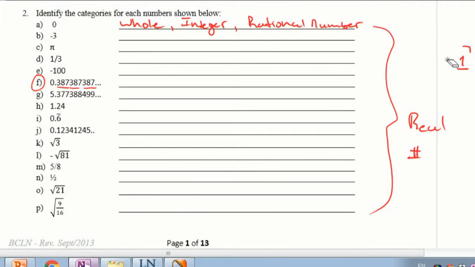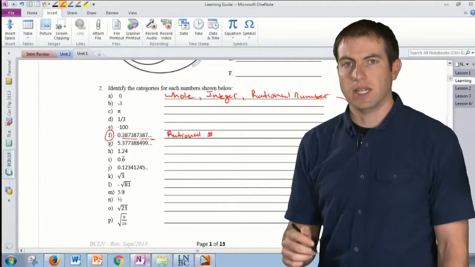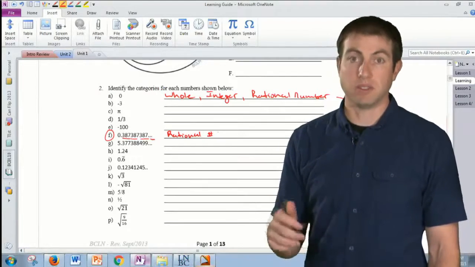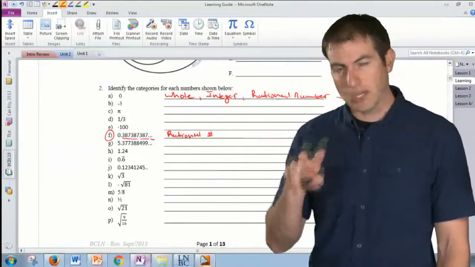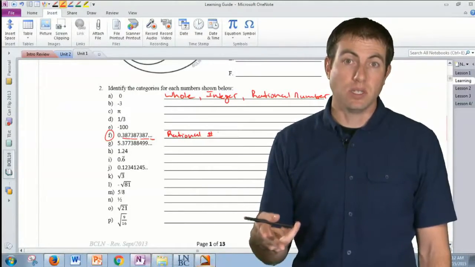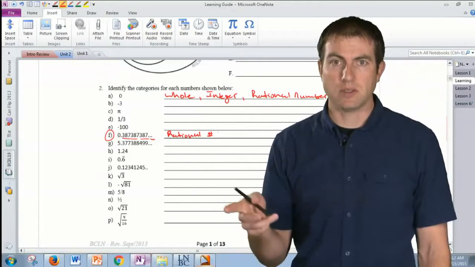I'm just going to erase it so nobody gets confused later. This .387, 387, 387, it just continues and continues. So it turns out that this is a rational number, even though it continues on forever. So that's a bit of a tricky one. Because it's repeating, we could write it in the form of a fraction. I'm not going to get into it because it takes a lot of time and a bunch of steps, and you don't really need to know how to do it. As long as you can recognize that something is repeating in that decimal, it's going to be a rational number.